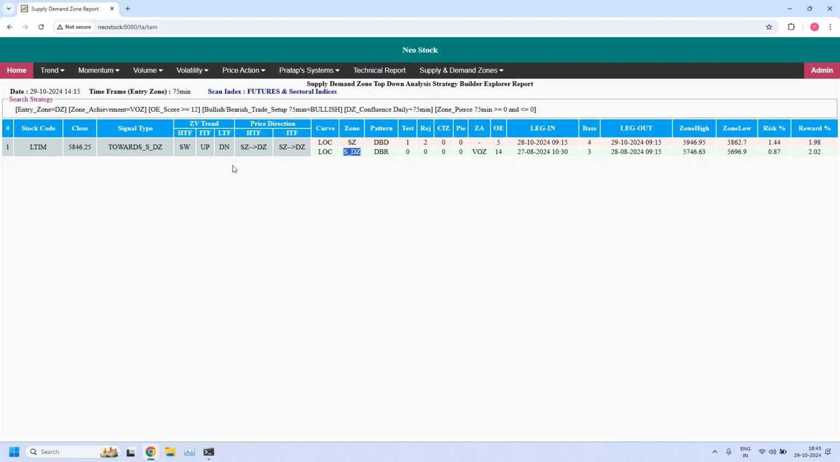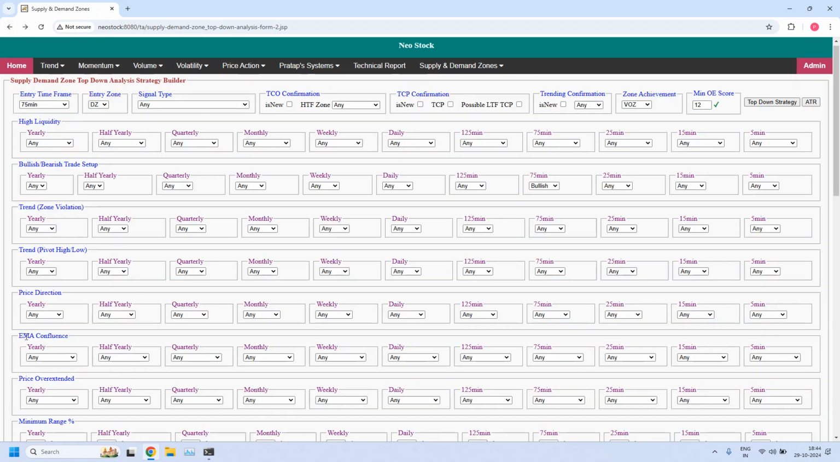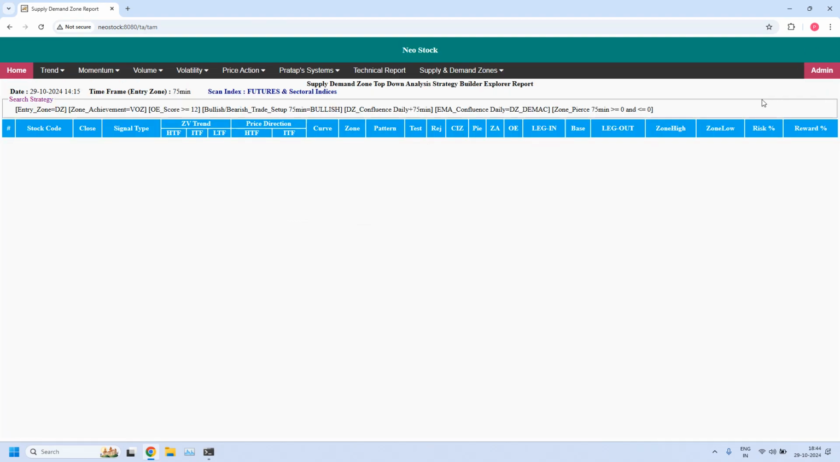Let's verify if this stock has an EMA confluence, because the 75 minutes zone is part of the daily trend, which is up. If it has daily EMA confluence, it is an even more high probability setup. In the EMA confluence at daily time frame, because the 75 minutes entry zone is part of the daily zone, and the daily demand zone has daily EMA confluence. No, that is not having EMA confluence.